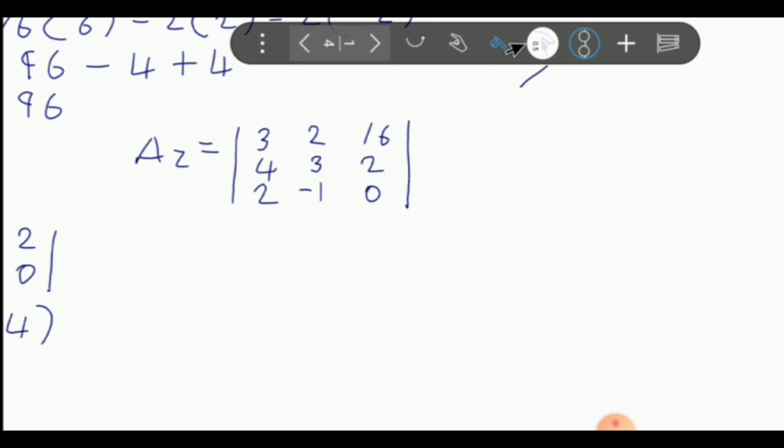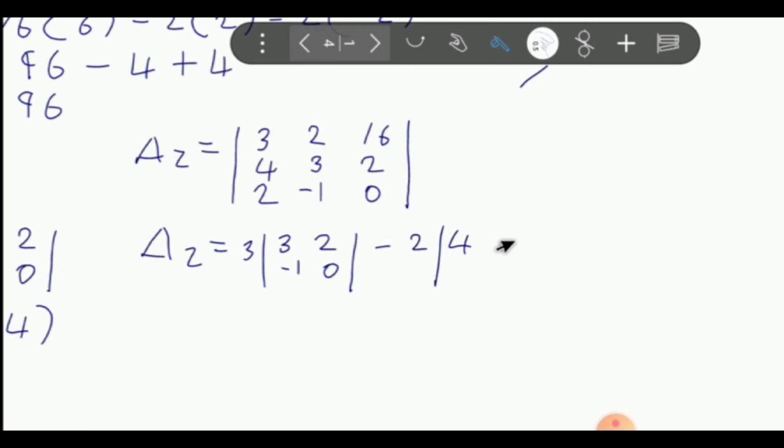So I'll say change in z equal to this 3 first. Then erase this row, erase this column. So here we write 3, 2, minus 1, 0. Minus 2, minus this 2, erase this row, erase this column. Draw down. 4, 2, 2, 0. Then plus 16. Erase this row, erase this column. So say 4, 3, 2, minus 1.